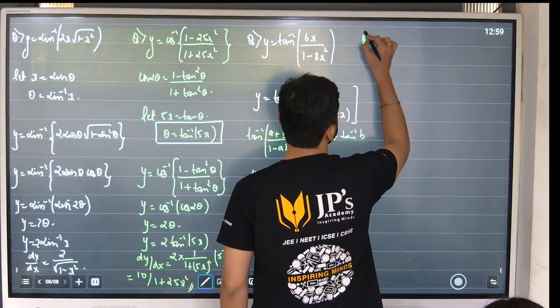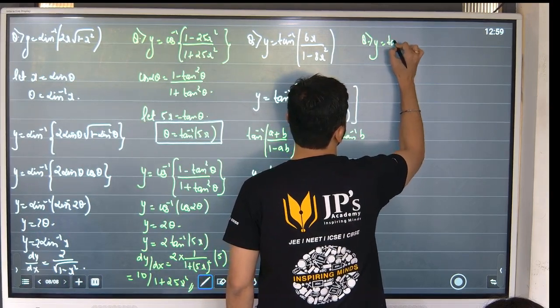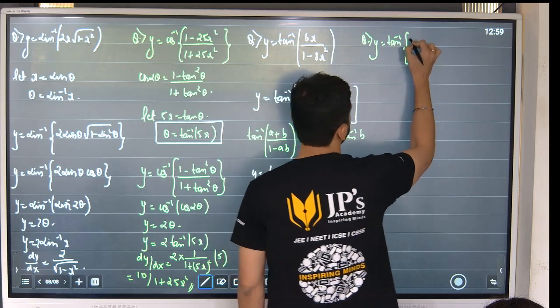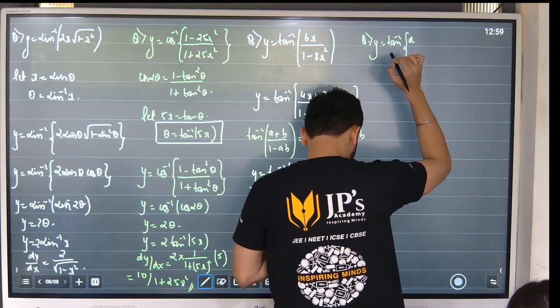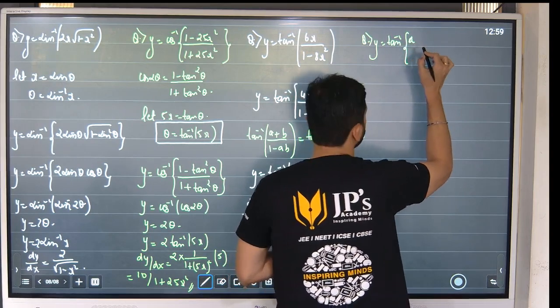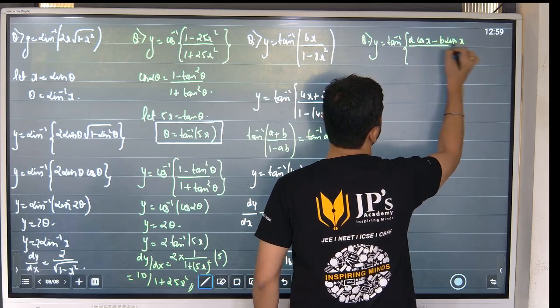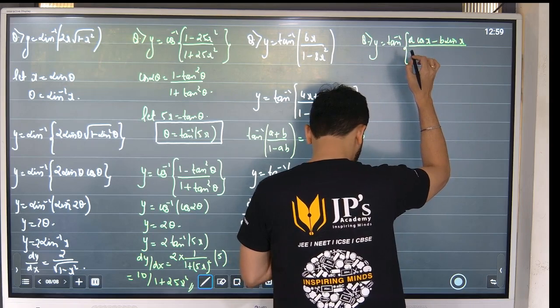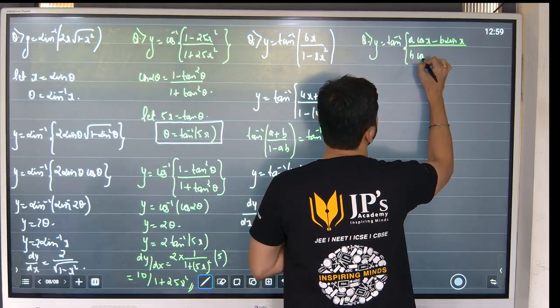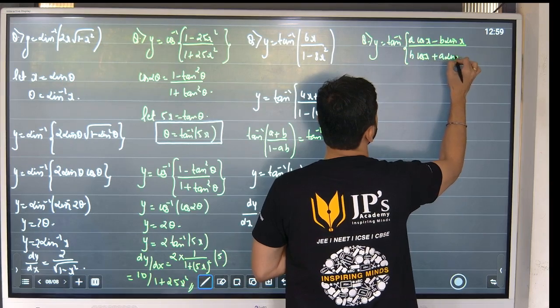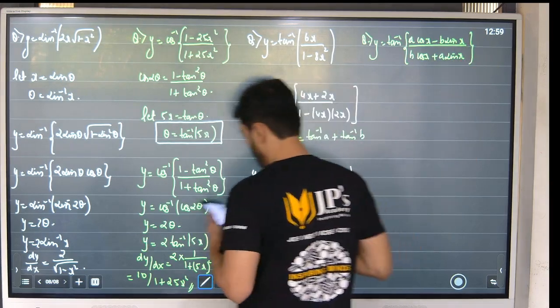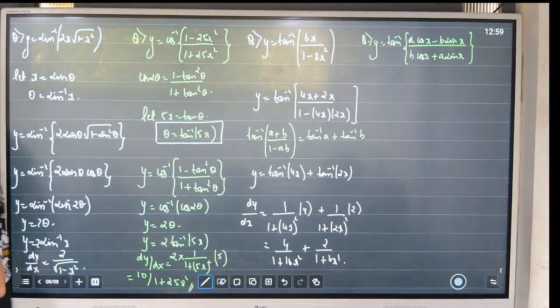If someone has given this question, y is equal to tan inverse of (a cos x plus b sin x) upon (b cos x minus a sin x)... anyone tell me how can I proceed with this sum? Tan inverse. Just tell me one thing that we should be doing in this sum. Anybody?